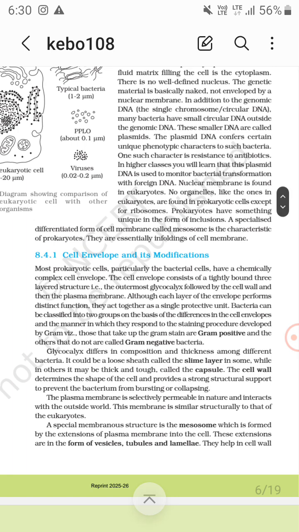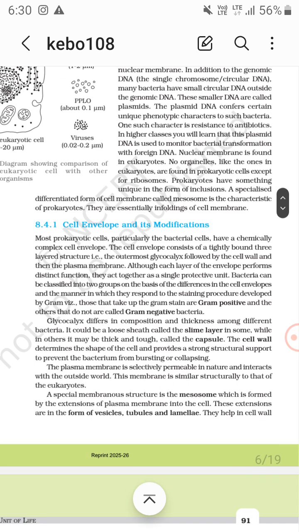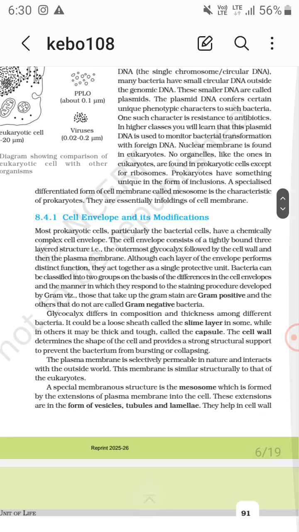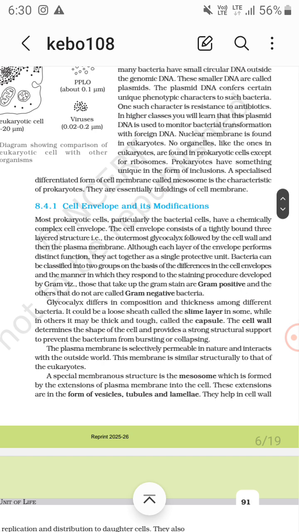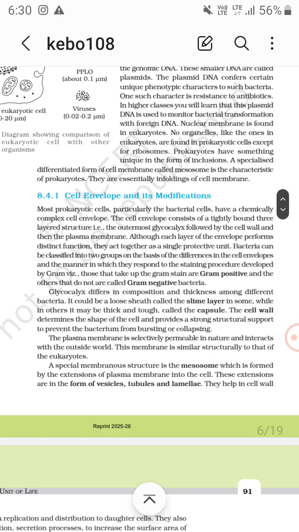Now nuclear membrane is found in eukaryotes, right? No organelles like the ones in eukaryotes are found in prokaryotic cells except for ribosomes. Now prokaryotes have something unique in the form of inclusions. A specialized differentiated form of cell membrane called mesosomes is also characteristic of prokaryotes. Now, these are infoldings of cell membrane, right? Now prokaryotes have inclusion bodies. These are like gas vacuoles, right?